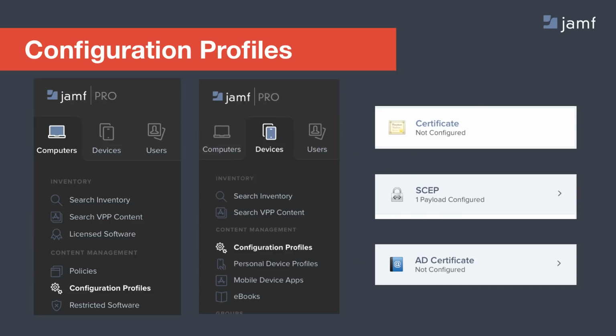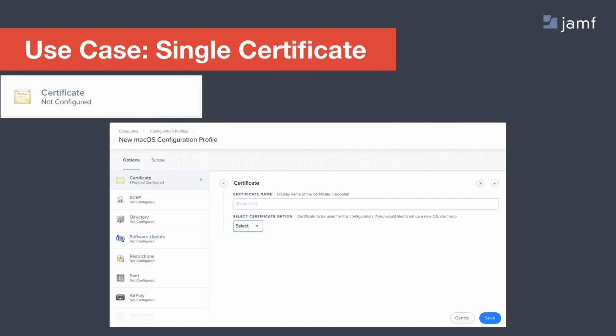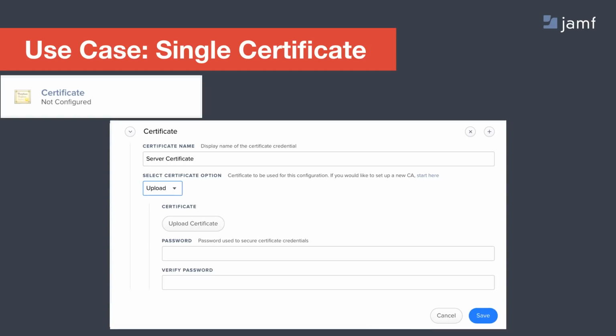For our examples, we'll be looking at configuration profiles, which can be either accessed under computers or devices, and the specific payloads for certificate, SCEP, and AD certificate. If you wanted to deploy a single certificate, for example, a universal certificate needed to access a particular internal website, we want to create a configuration profile with an individual certificate payload in it. We can upload the certificate directly through the interface, which will store a copy of the certificate and then issue it directly to devices within the configuration profile.